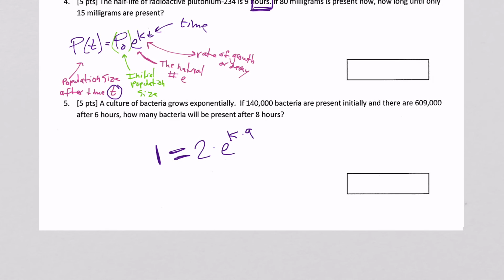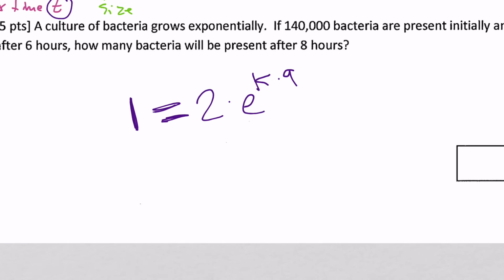And what do I do? Well, I want to get k. K is an exponent. This means I need to use logs. So in order to get k down, I first need to isolate this bit, which means I need to divide by 2. And so let's divide by 2 on both sides, and I get 1/2 equals e to the power of k times 9.